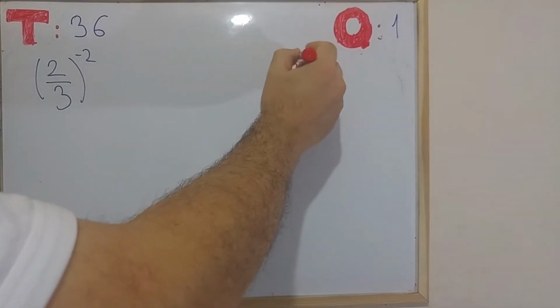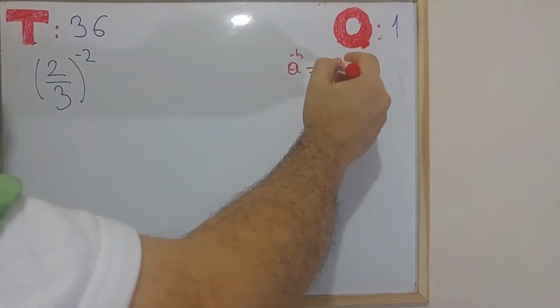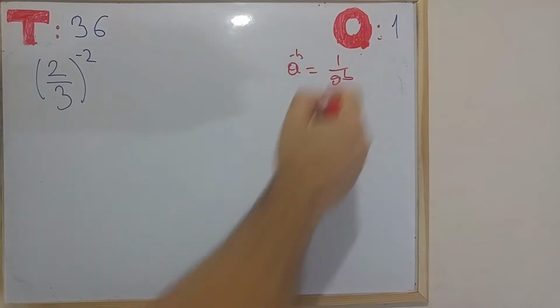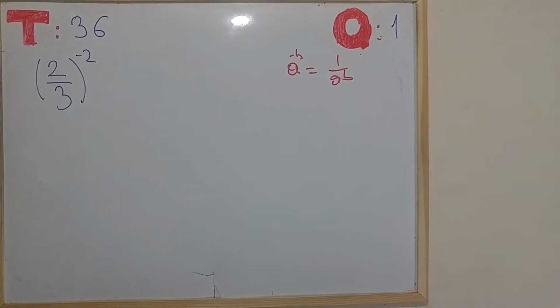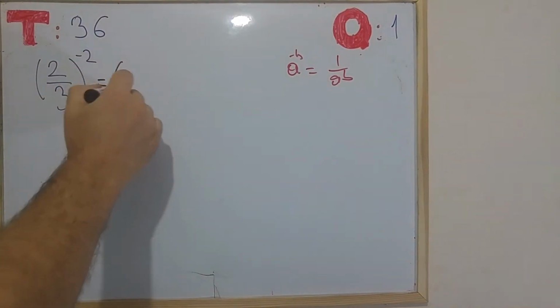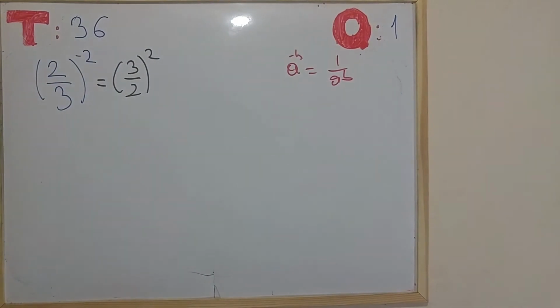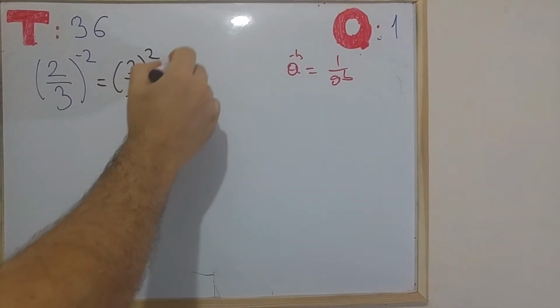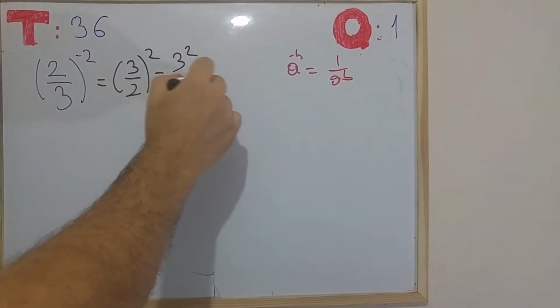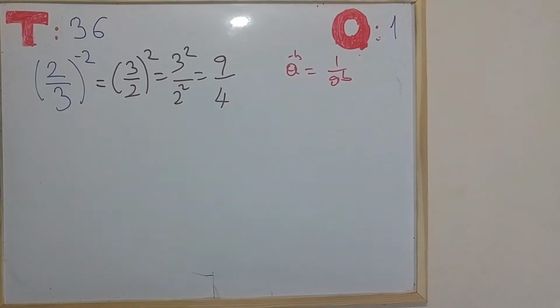a to the minus b is equal to 1 over a to the b. Therefore, what we have here is going to be 3 over 2 square, which is going to be 3 square over 2 square, which is 9 over 4.